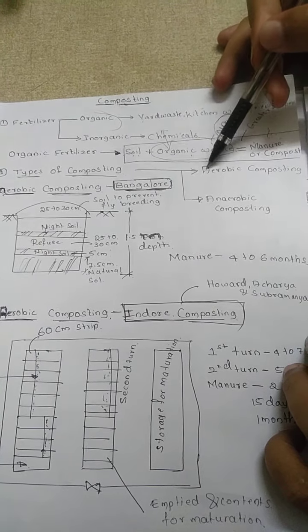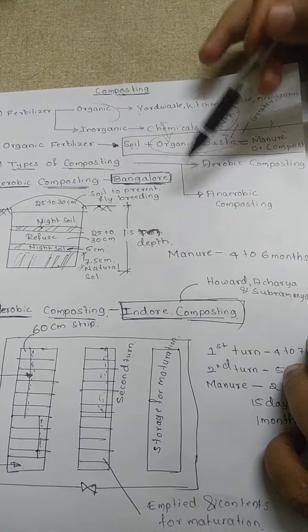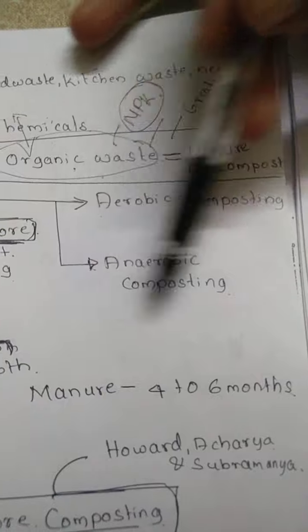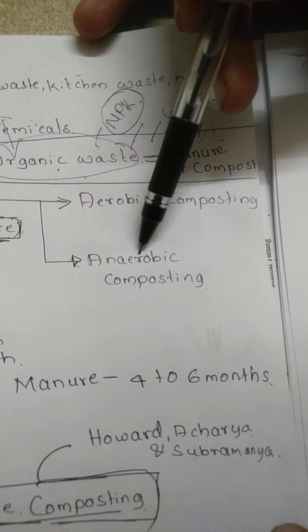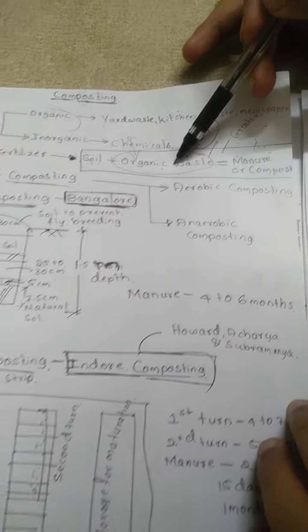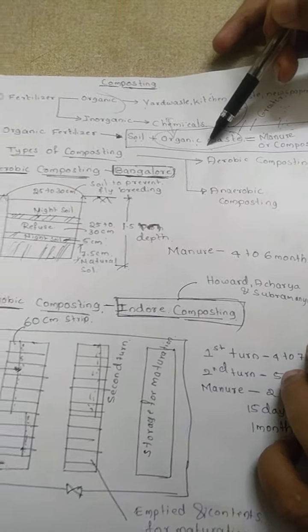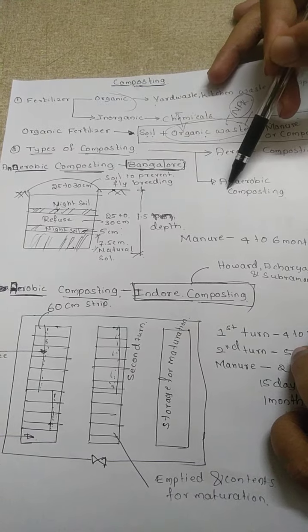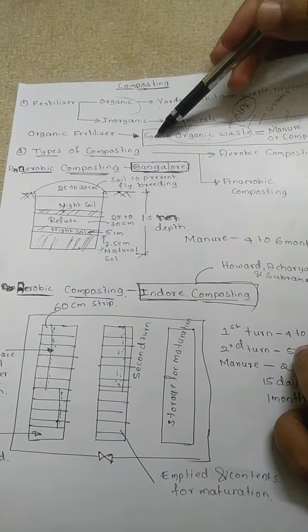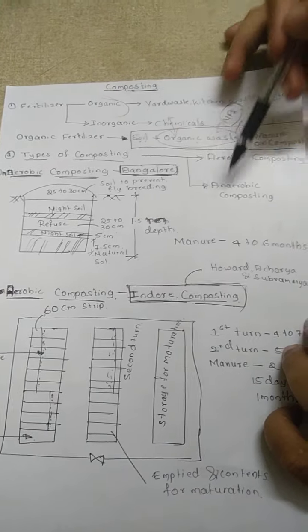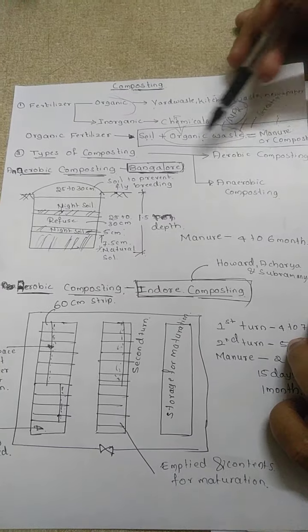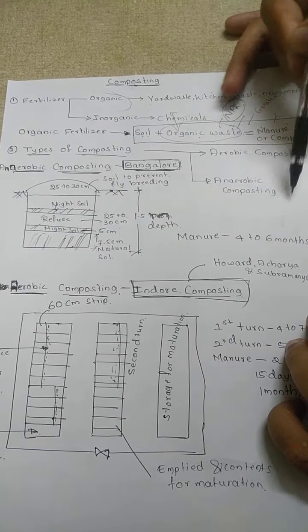And one more type is anaerobic composting. Now what is this anaerobic composting? Anaerobic composting is again the mixture of soil as well as the organic waste, if we do it in the absence of air. I repeat, the mixture of soil plus organic waste in the absence of air, we call it anaerobic composting.